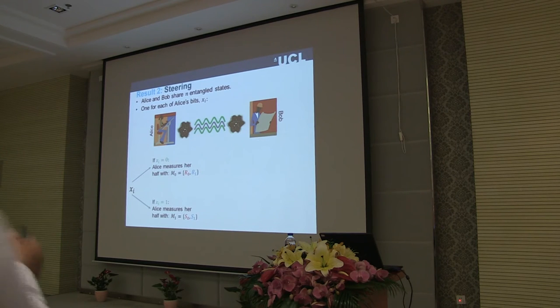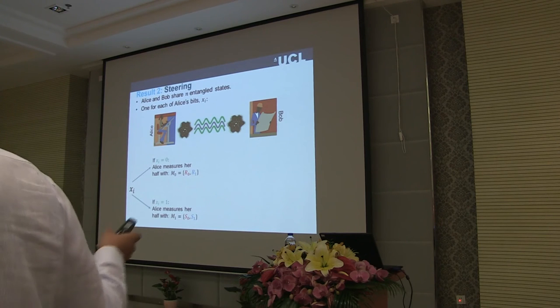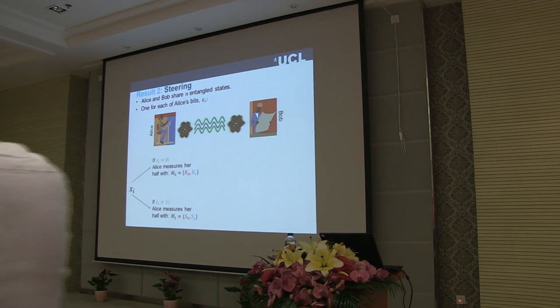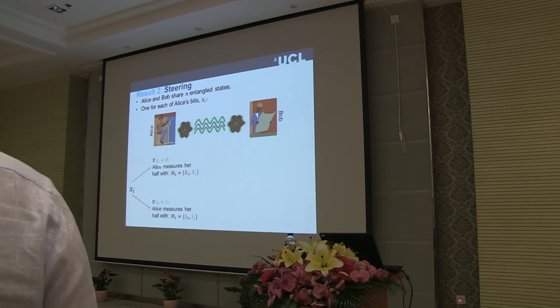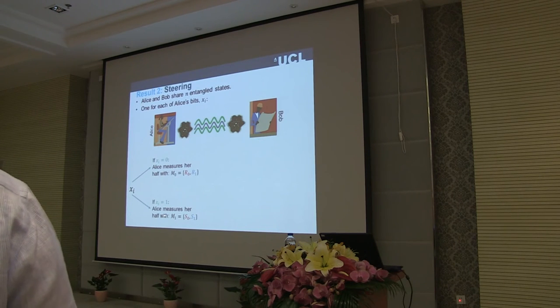So what we do is we use entanglement now. Maybe large entanglement, but communication now is small, only a constant. So what's the strategy? The strategy is as follows. If xi is 0 for a particular bit, Alice measures her half with a certain measurement, this r0, r1 measurement. If xi is 1, she measures her half of the entanglement with some s0, s1 measurement.